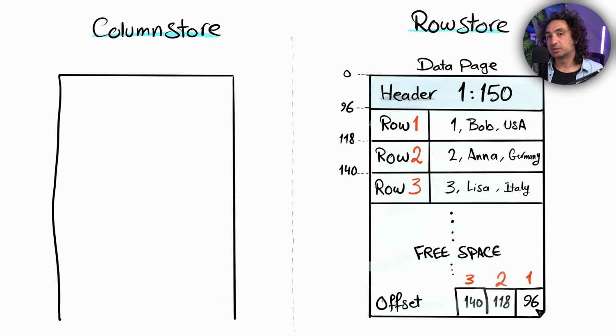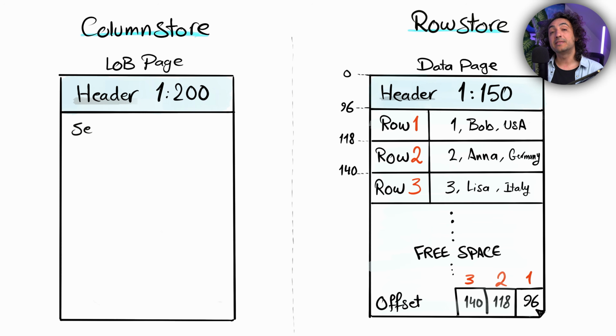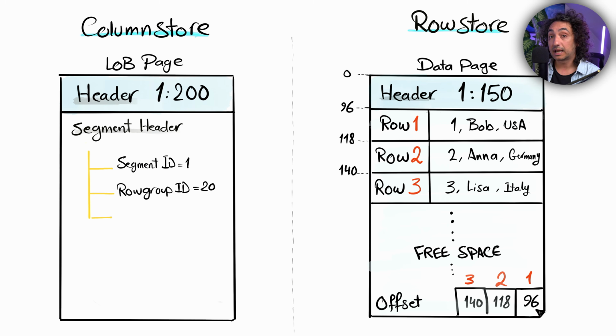As usual, each page has a header. This is the same as any data page, but the next section is going to be the segment header. It has metadata information about the column segment that is stored in this page, like the segment ID, the row group ID, the column ID, and it also has a very important piece of information, the ID of the dictionary page.